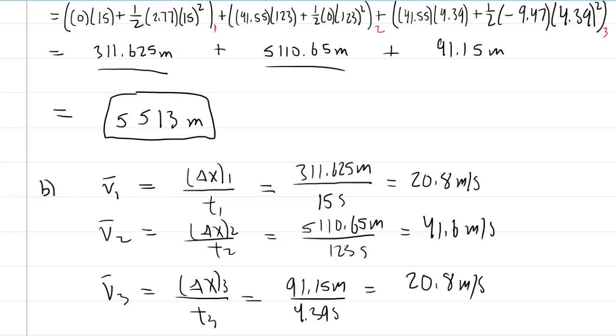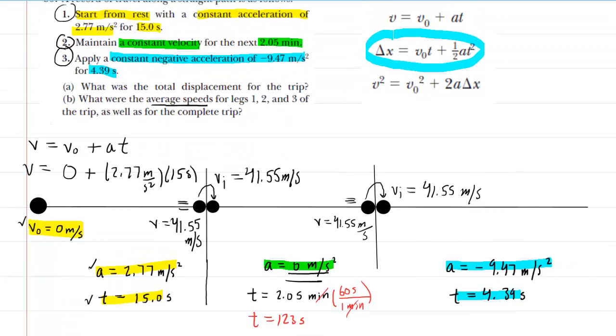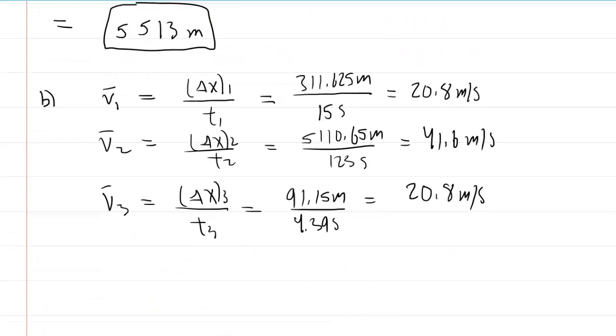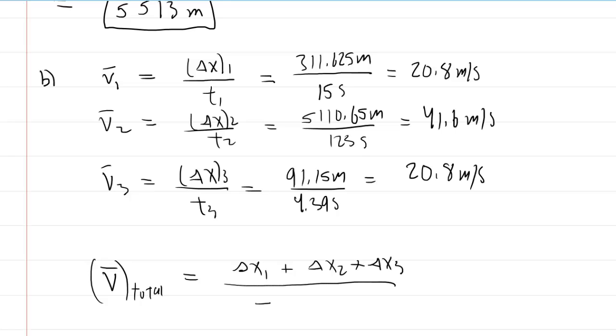And then we needed, to finish off the question, the total trip's average speed. Okay, so for the total trip's average speed, we're going to have to add the distance traveled for each segment, and then divide that by the total time. So T1 plus T2 plus T3. We already had the total distance. That was the 5,513 meters.